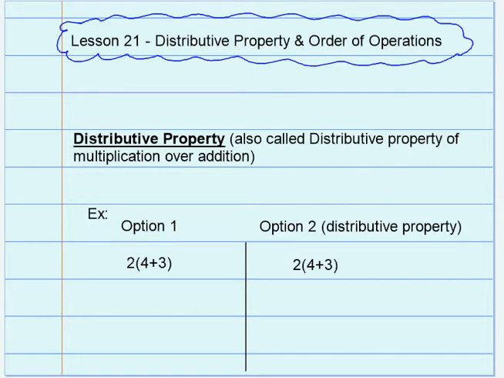Hi class, this is course 3, lesson 21, distributive property and order of operations. Let's start with distributive property.